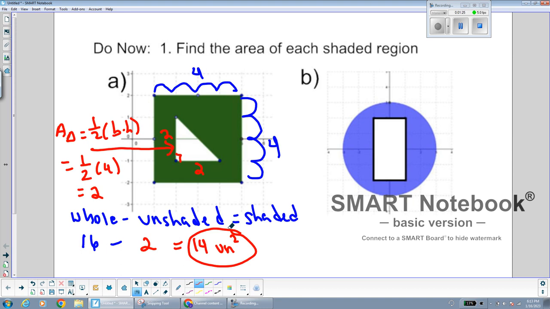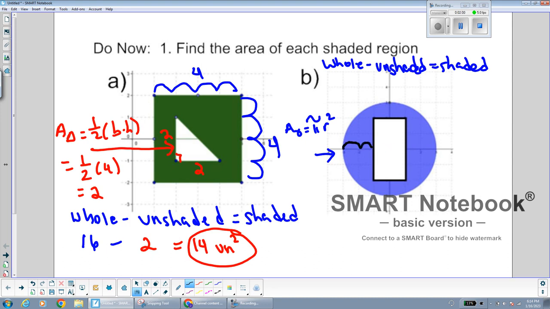We can use the same idea over here to find the area of the shaded region. We can do whole minus unshaded, and that's going to give us the shaded region. So the whole thing here is a circle. The area of a circle equals pi radius squared. The radius is halfway across the circle, from the circumference of the circle, I should say, to the center. So here that's 1, 2, 3.